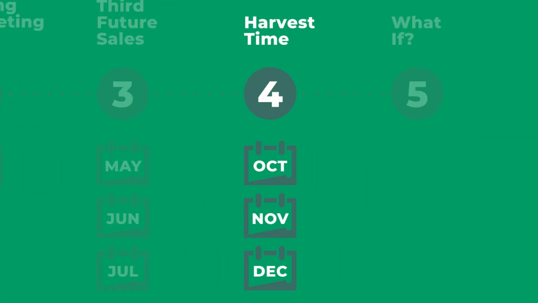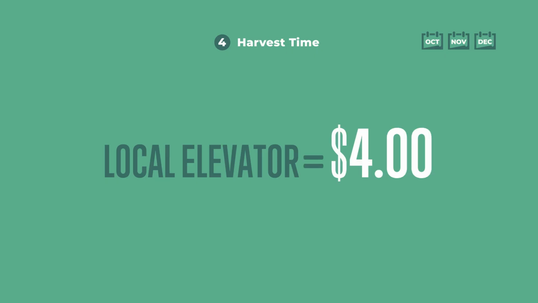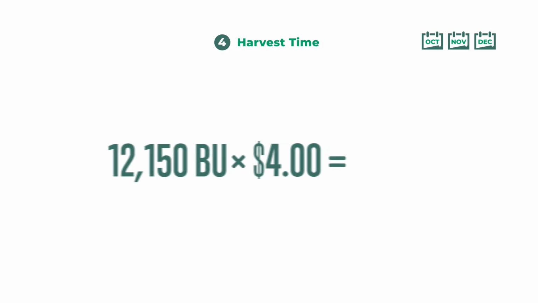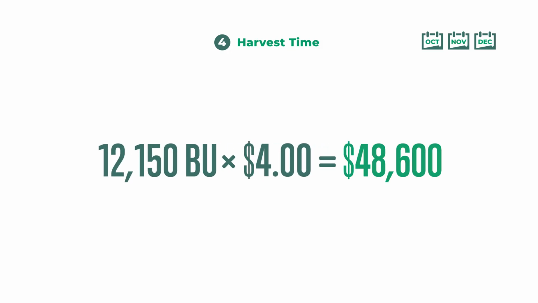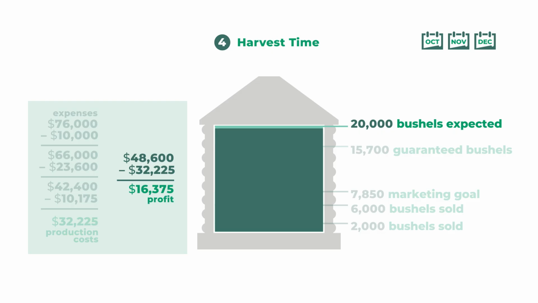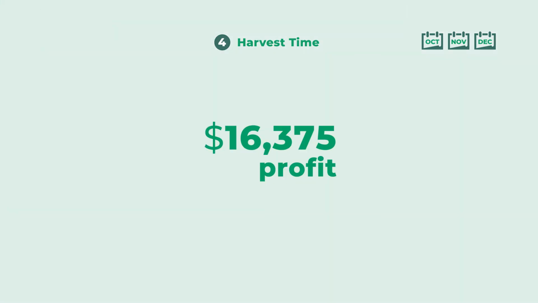Rolling forward to fall, it's harvest time, and you are happy to discover that you did indeed produce 200 bushels per acre as expected. You call your local elevator and get a harvest price of $4 and sell your remaining 12,150 bushels, giving you a final sale of $48,600. Take your last sale, $48,600, minus your remaining expenses, $32,225, and you've turned a profit of $16,375.